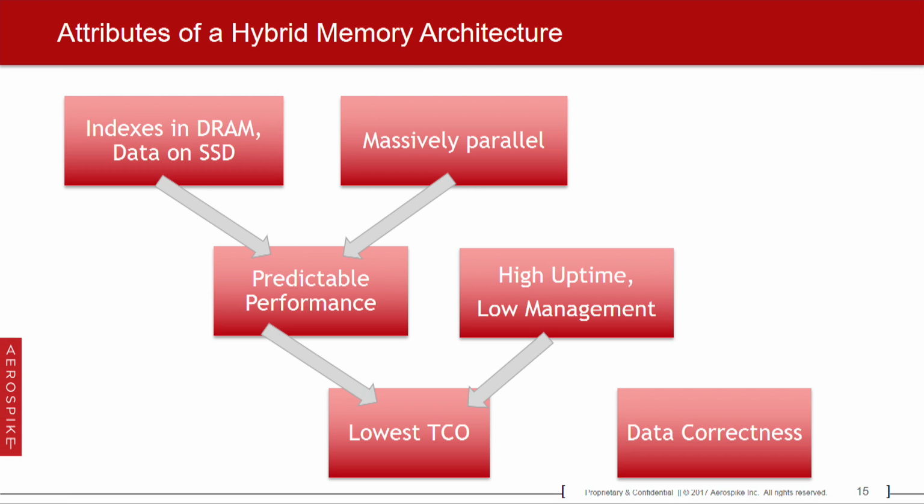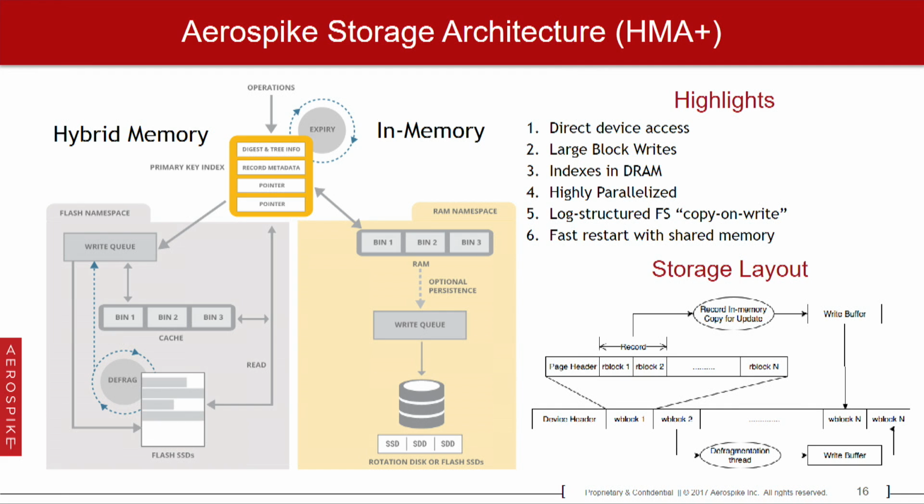So at the highest level, a hybrid memory architecture stores all the indexes in DRAM and the data on SSD. If I'm talking about an in-memory architecture, that means everything is stored in memory, both indexes and data. With this one, indexes in DRAM and data on SSD, we directly read it from flash. That's the important point here. It provides you predictable performance at a very low TCO, and all of the other stuff I'm going to show you.